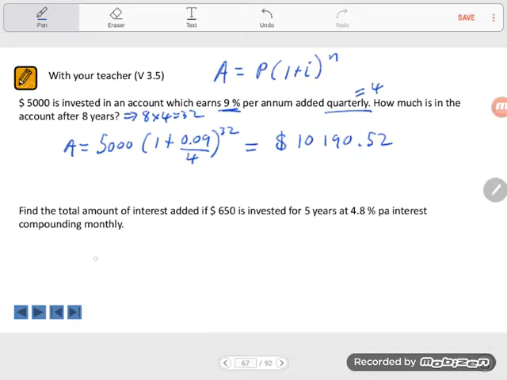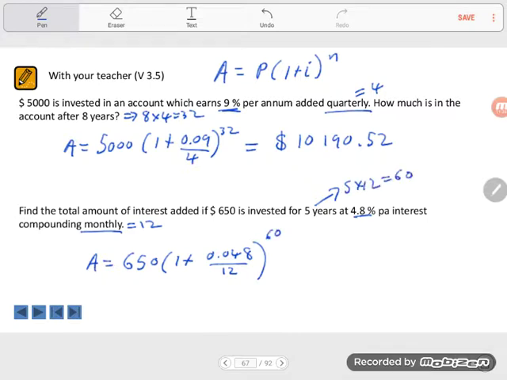Okay, so this is what we do. A equals, our principal is $650 times 1 plus, okay, 0.048, compounding monthly. So this time we divide by 12. Okay, and we raise to this power 5 years monthly. 5 by 12, 60. Okay, pop that into the calculator and see if you get the number I get. And that number is $825.92.